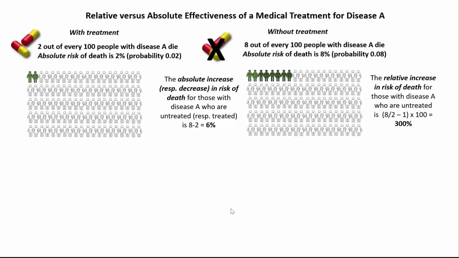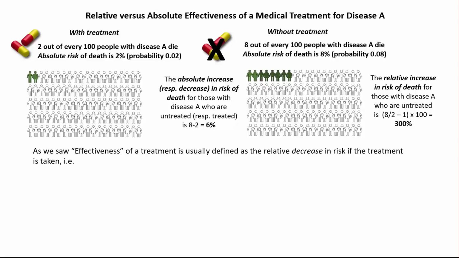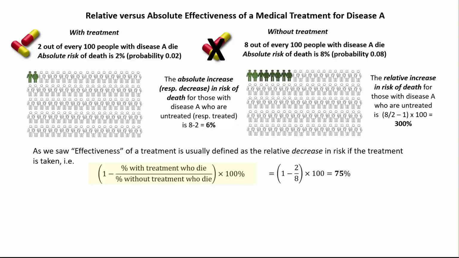And the relative increase in risk of death for those with the disease who are untreated is 8 over 2 minus 1 times 100, which is 300%. But as we saw, the effectiveness of a treatment is usually defined as a relative decrease in risk if the treatment is taken. In other words, that's 1 minus the percent with treatment who die over the percent without treatment who die times 100%. So in this case, that's 1 minus 2 over 8 times 100, which is 75%. And of course, as we saw, that's going to be a different number from the relative increase.